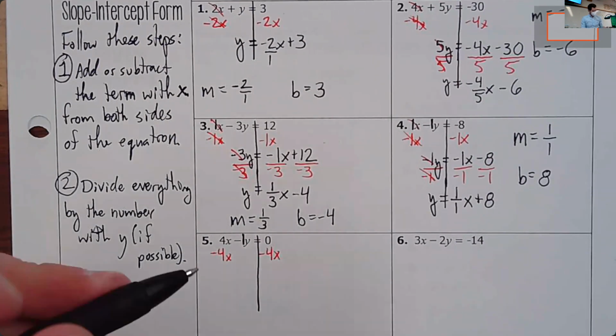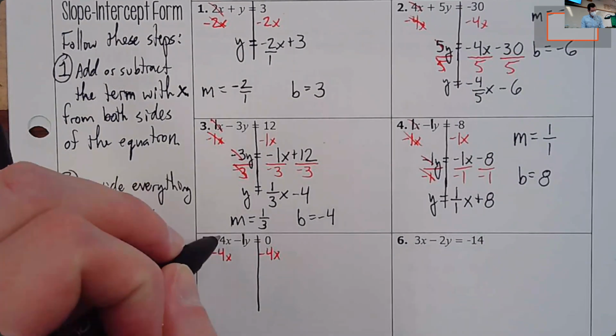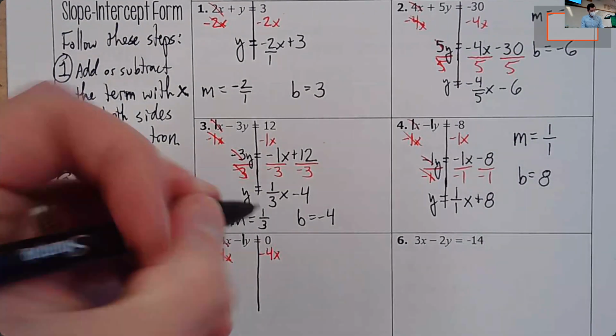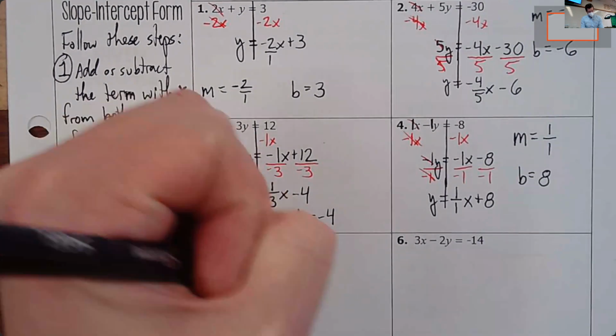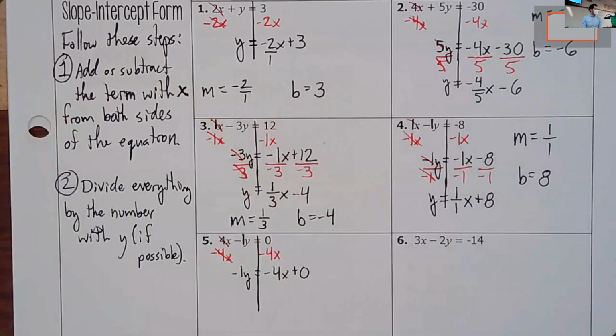And then we've got, let's see, these 4x's will cancel out on the left, which will give us a negative 1y equals negative 4x plus 0. Or if you want, you could just have negative 4x, that's fine. What's our second step? What do we have to do next? There are 2 steps on this one, so what do we have to do now?